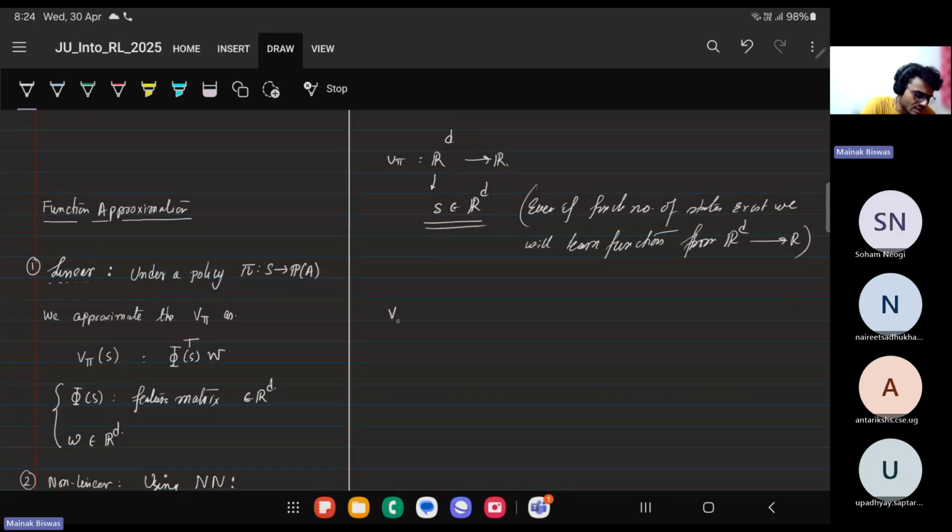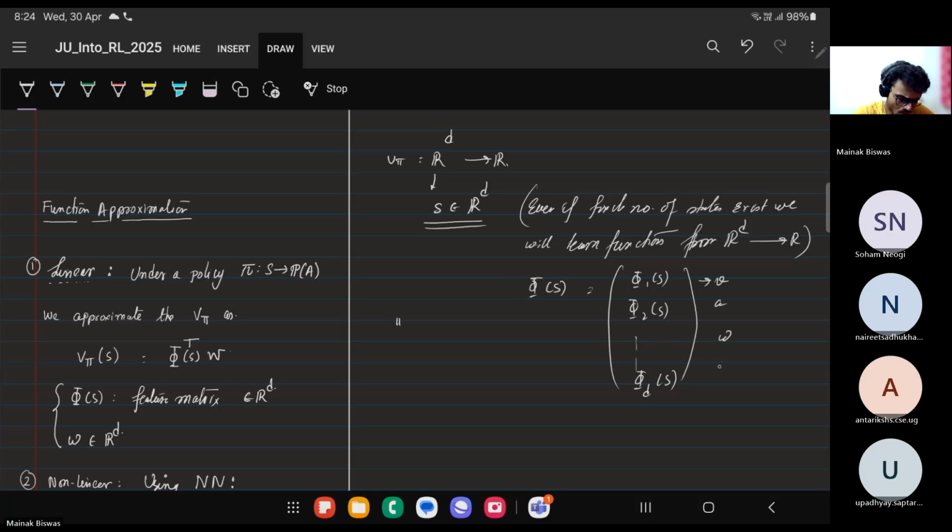For a particular state, you will have a feature vector, say F1, F2, up to FD, for that state. Let us represent it as phi1 of S, phi2 of S, and phi D of S. For example, in the case of cycling, this could have been the velocity, acceleration, angular velocity, and angular acceleration. These 4 things could have been your features.